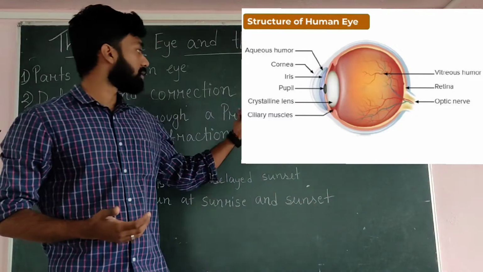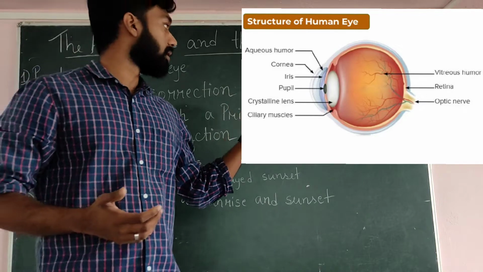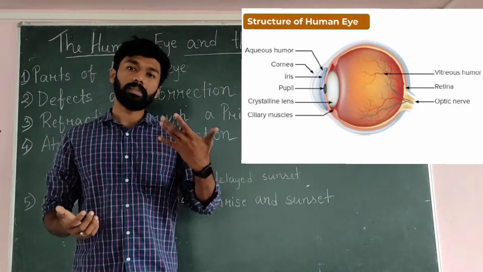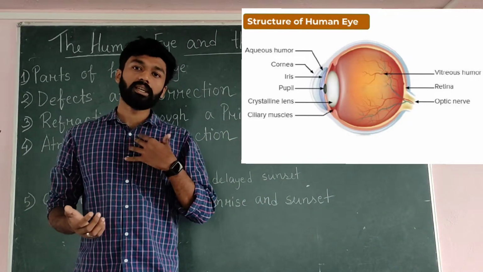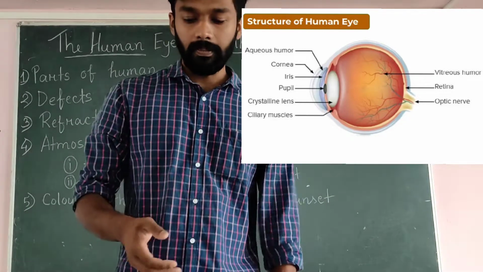So first just look at the figure of the human eye. We can understand the structure and the function of the eye. So what is the function of the eye? That means image is formed in the eye so that we can see the image properly. So how is it functioning, that means how is it working.